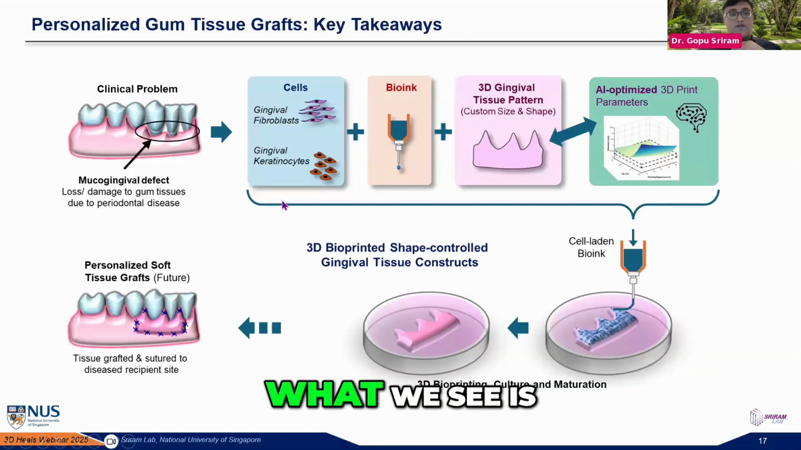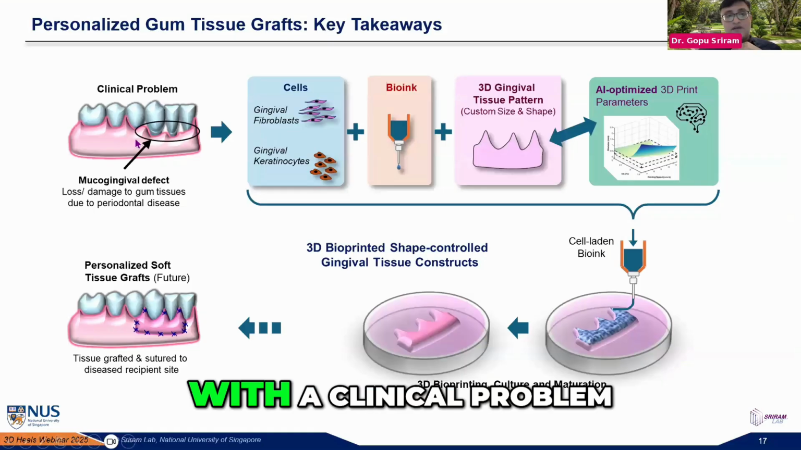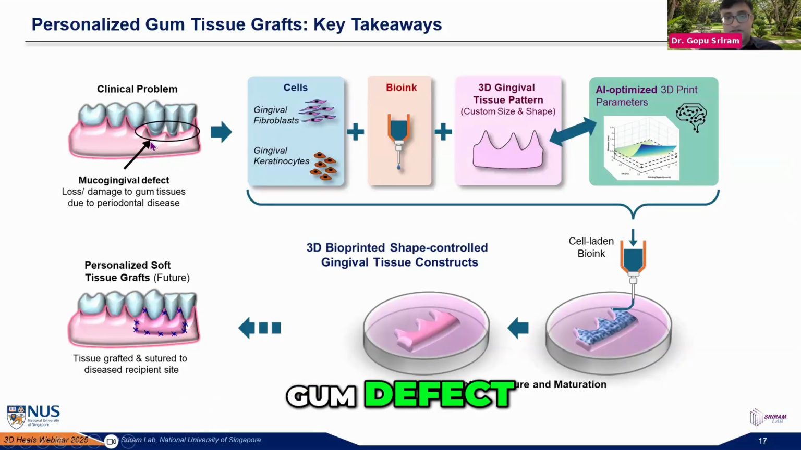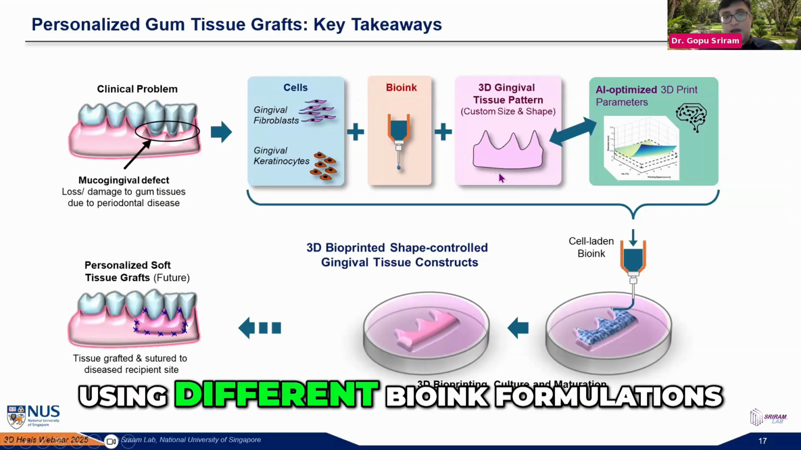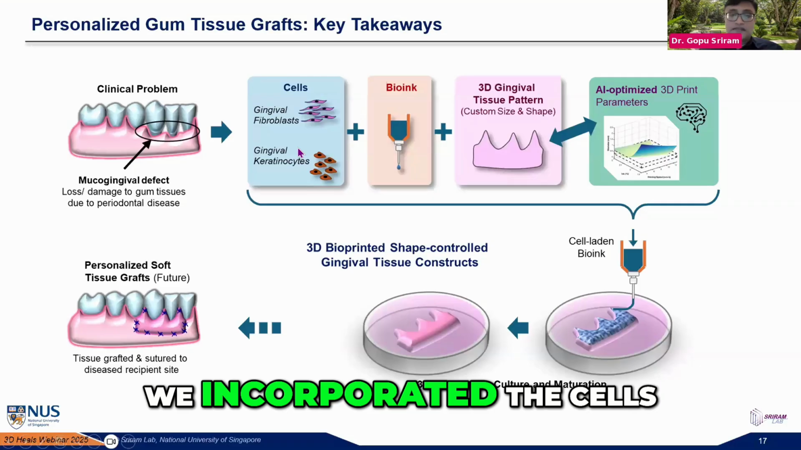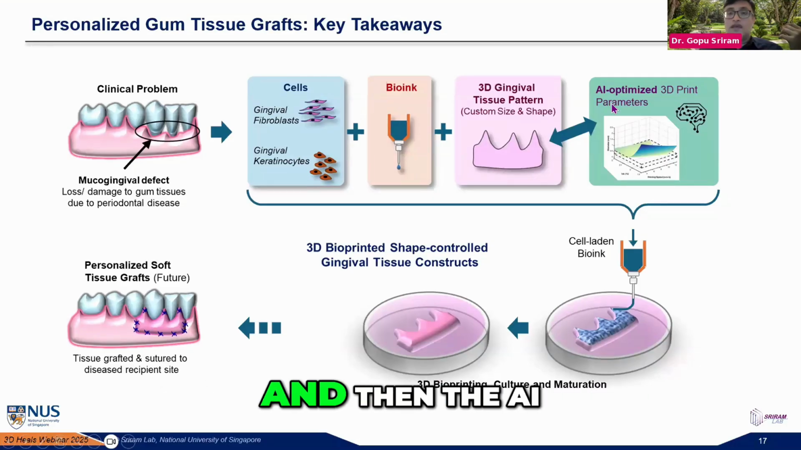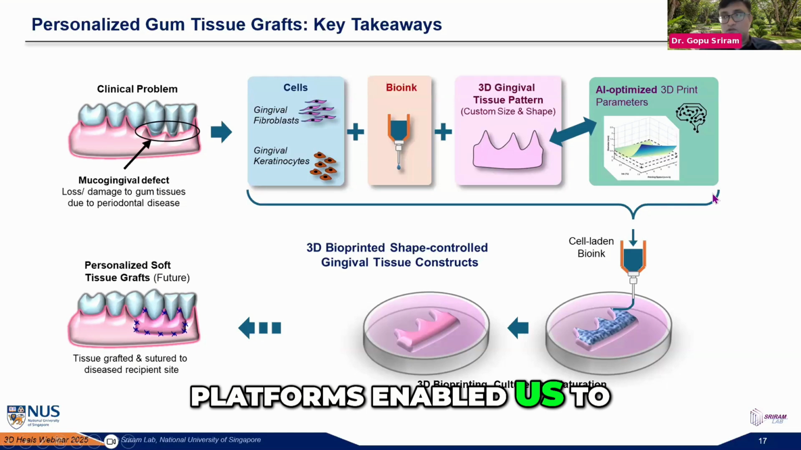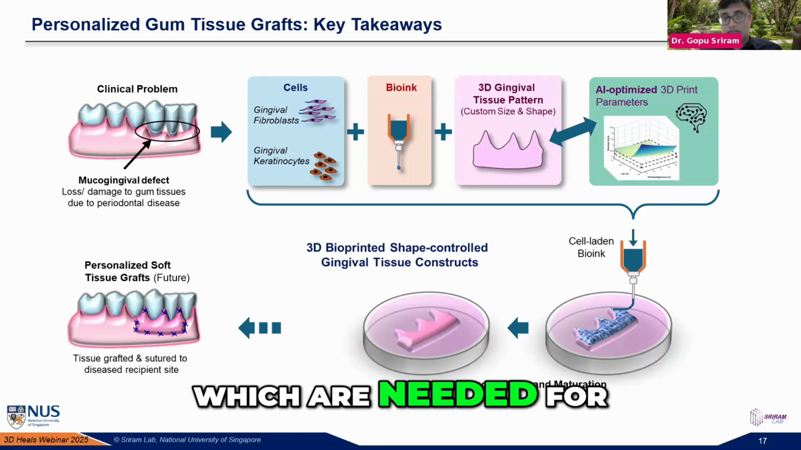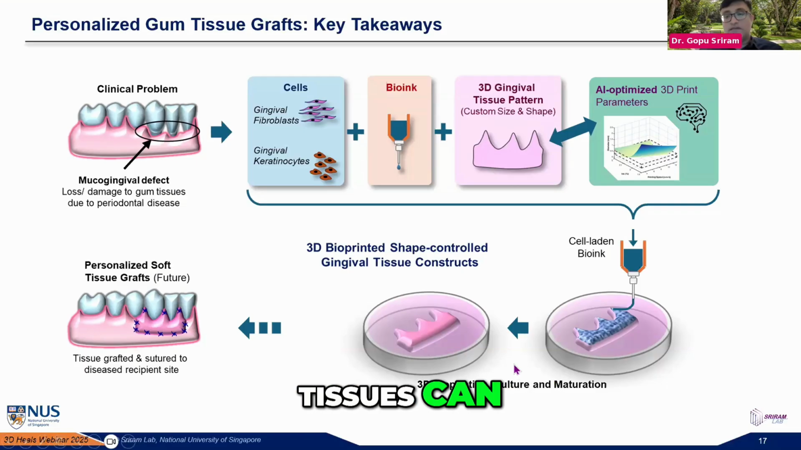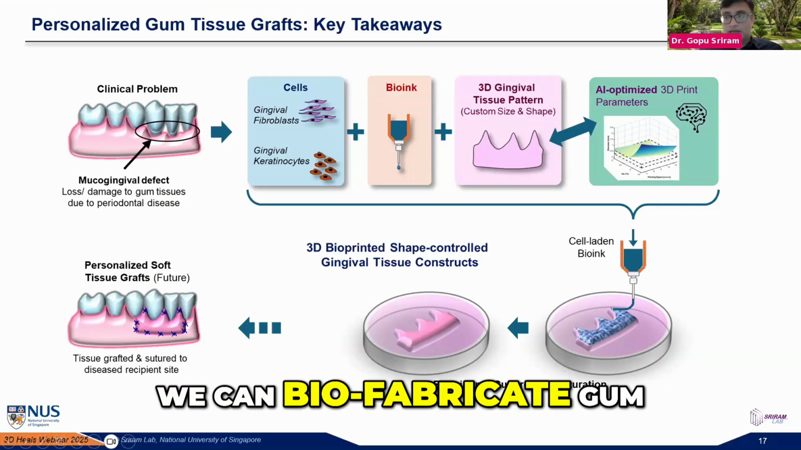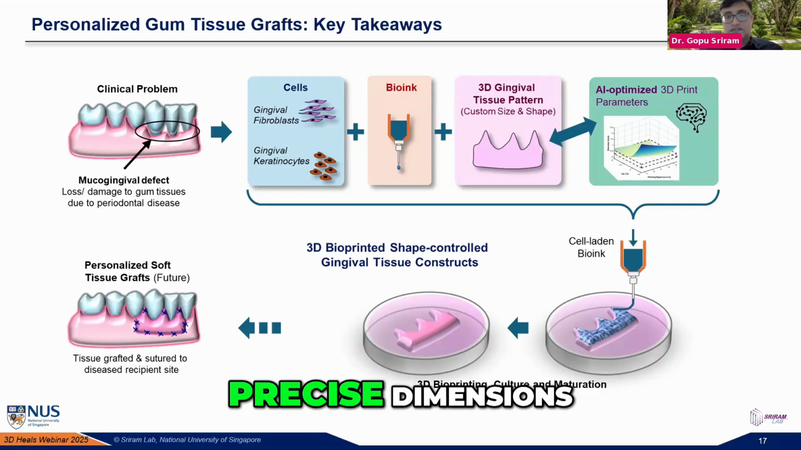So in a nutshell, what we see is that we started off with a clinical problem where you have a gum defect, and using the outline of the gum defect, we developed the three-dimensional pattern. Using different bioink formulations, we incorporated the cells which are needed to form the gum tissues, and then AI platforms enabled us to quickly optimize the parameters needed for the bioprinting, and eventually we can biofabricate gum tissues of these precise dimensions.